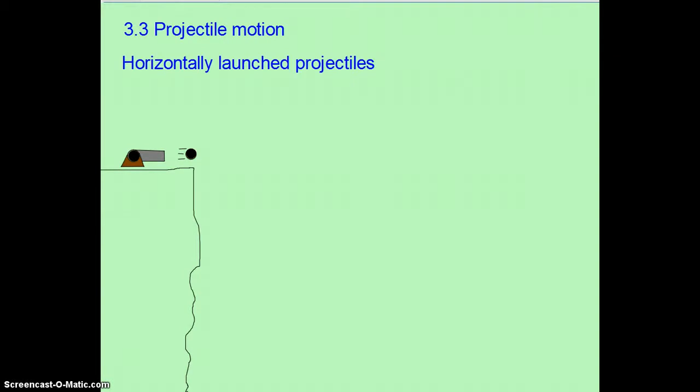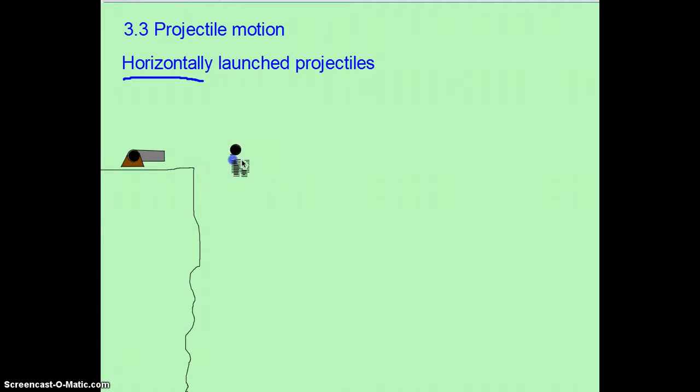In this section, we'll be discussing horizontally launched projectiles. With horizontally launched projectiles, we need to understand that we will be talking about things that are going 100% horizontally, following the x-axis at the point of launch. A few things about horizontally launched projectiles. The first thing is to talk about the direction of their motion.